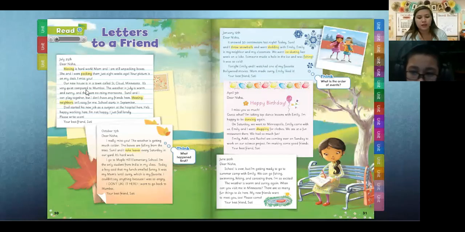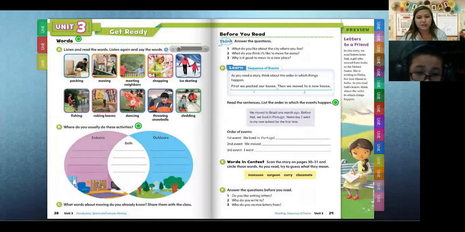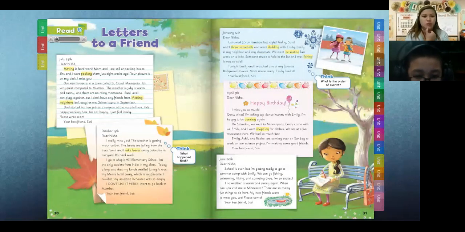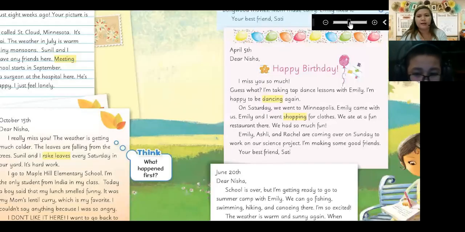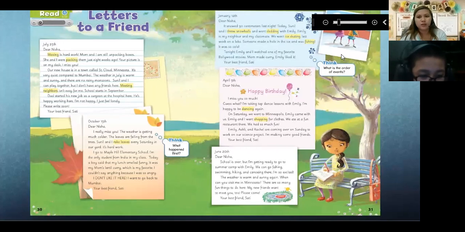Okay. All right, so tonight we will continue with your lesson from our last Tuesday's discussion. Last Tuesday we learned about this one, letters to a friend, where you listened to Sati's letter to her best friend Nisha. In this one, what we're looking at is the sequence of events. What happened first, second, next, and last. Okay, so let's try to do this one here.